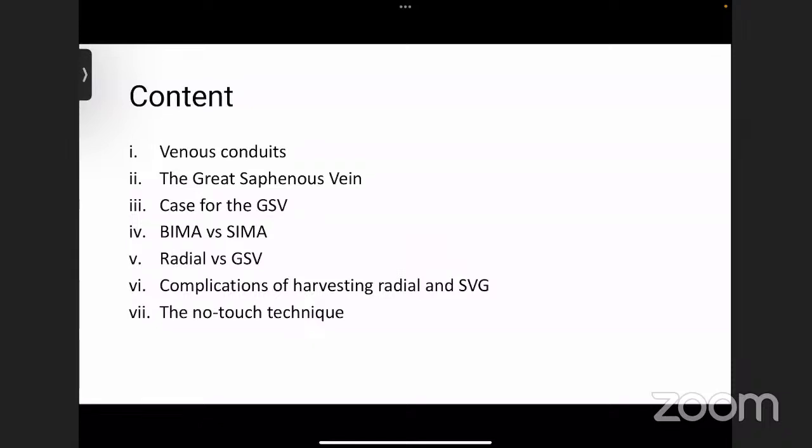So I'm going to start with venous conduits, then we're going to talk about the great saphenous vein, and then what is the case for the great saphenous vein. Next, I'm going to target the BEMA versus SEMA trial, and then some radial versus great saphenous vein trials, and then finally just touch on the complications of harvesting radial and saphenous and the no-touch technique.